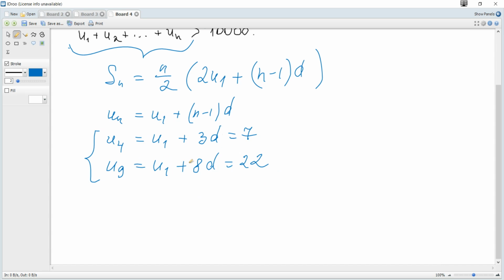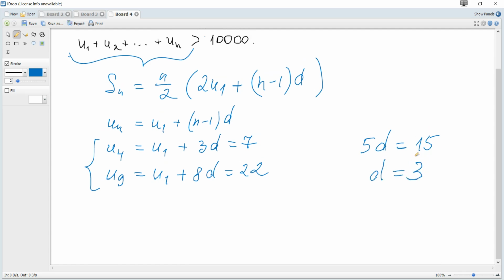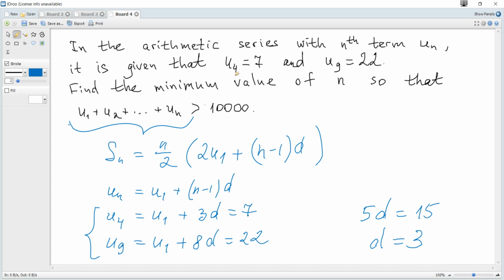So let's consider the second equation minus the first, so it becomes 8d minus 3d, so 5d is 22 minus 7, which is 15, so d is 3. Or directly from this you can see that from 4 to 9 there are 5 steps, and each step is a common difference, so 5d is 15, 22 minus 7, so d is 3.